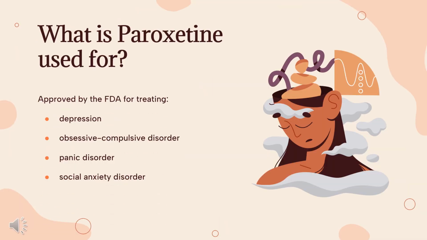What is paroxetine used for? Paroxetine is indicated for the management of depression, obsessive-compulsive disorder, panic disorder, social anxiety disorder, generalized anxiety disorder, and post-traumatic stress disorder. One form of paroxetine, commercially known as Brisdelle, is used to manage mild to moderate vasomotor symptoms of menopause. Off-label, paroxetine may be used for the treatment of premature ejaculation or irritable bowel syndrome, IBS.